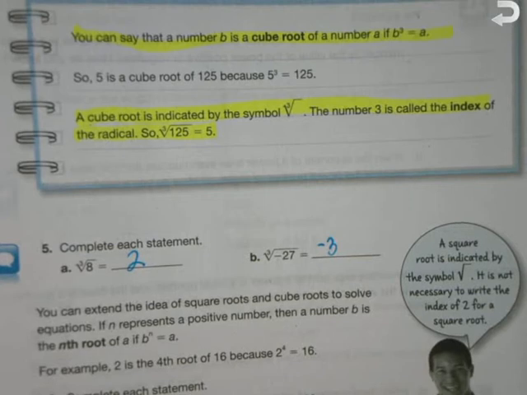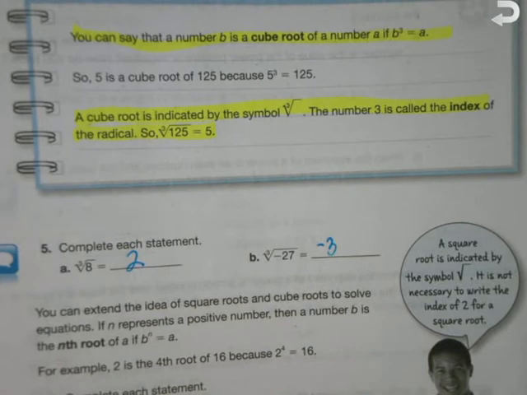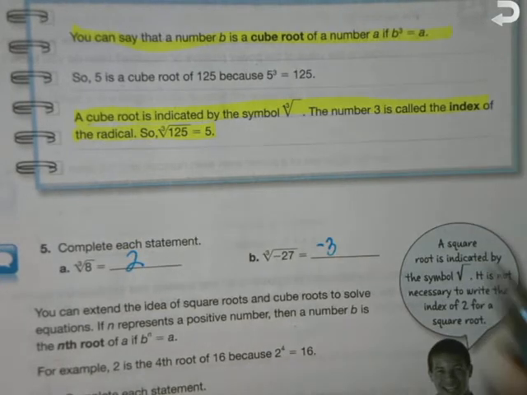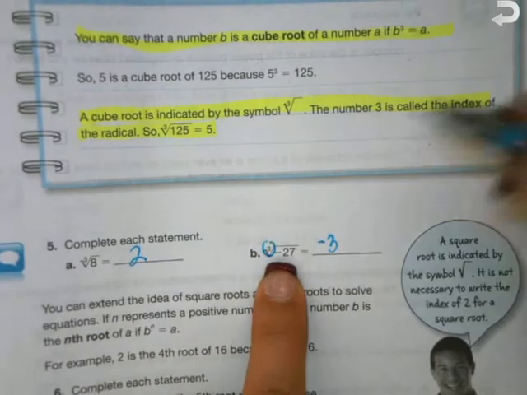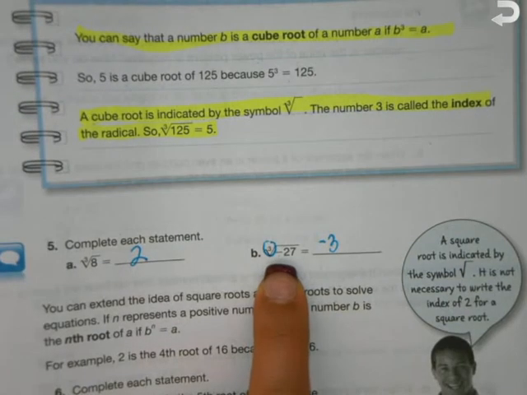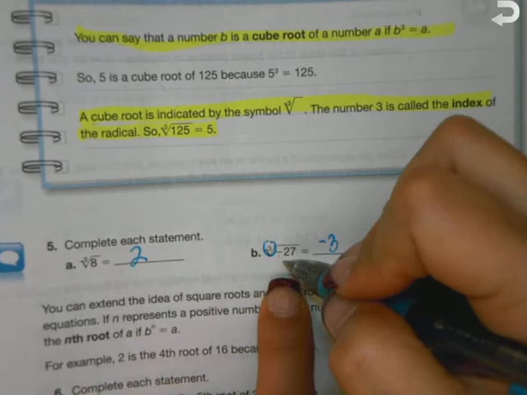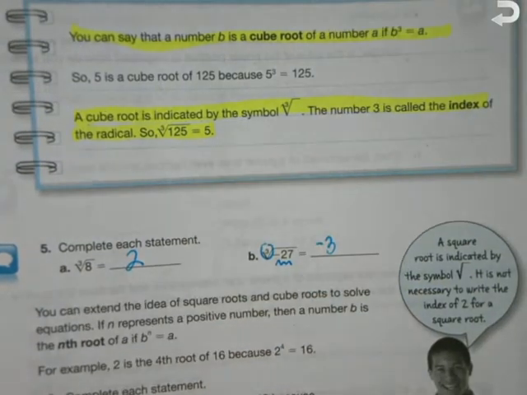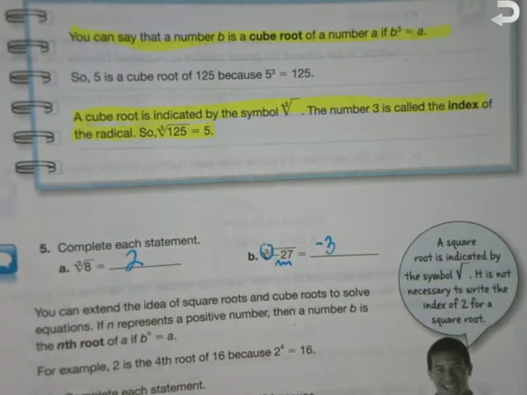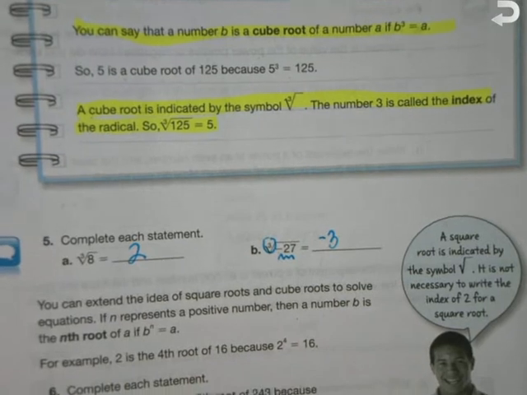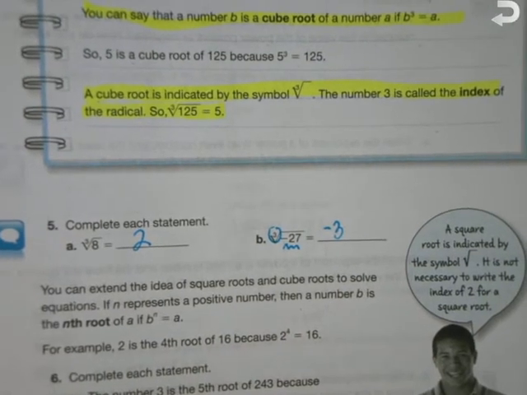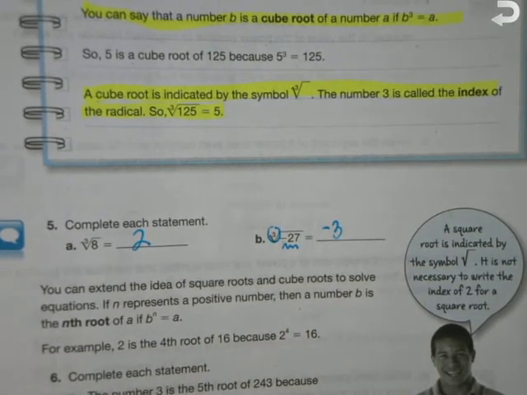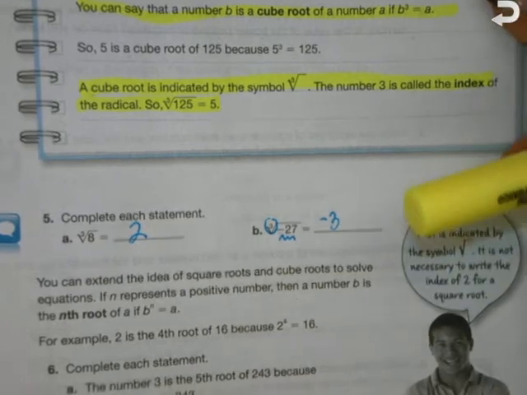Because if you think about it, negative 3 times negative 3 gives me positive 9, but times negative 3 again gives me negative 27, okay? So this little index tells you how many times you're multiplying the answer by itself, and the inside tells you what you want the answer to come out to, okay? Does that make sense? Okay, so we can do this with not just cube roots. We can do this with larger roots as well.